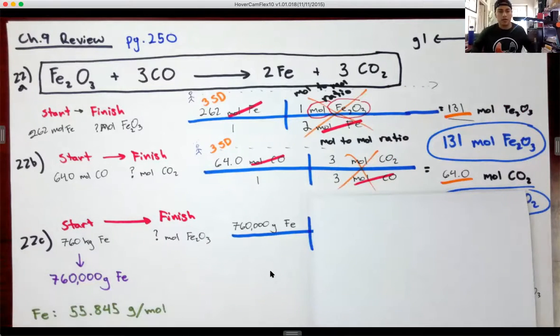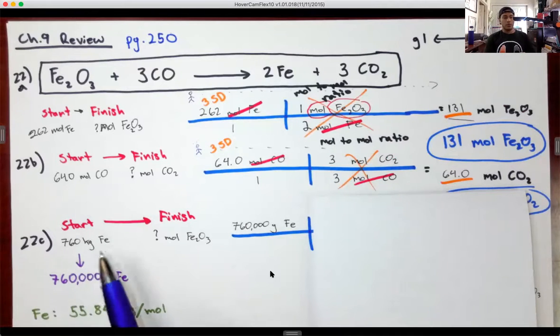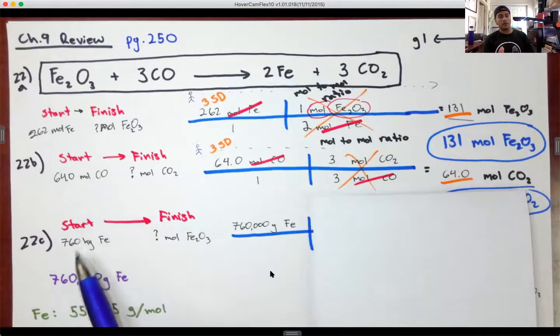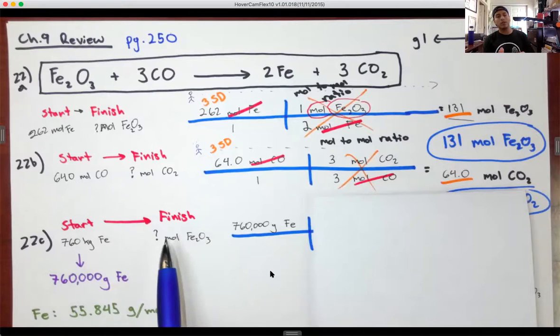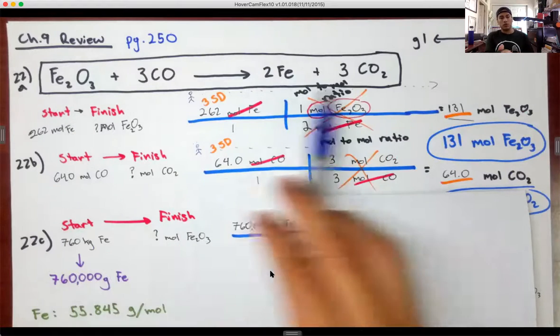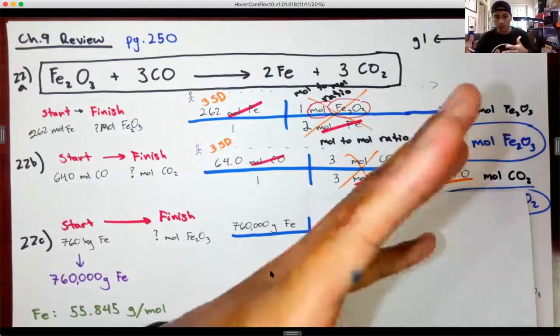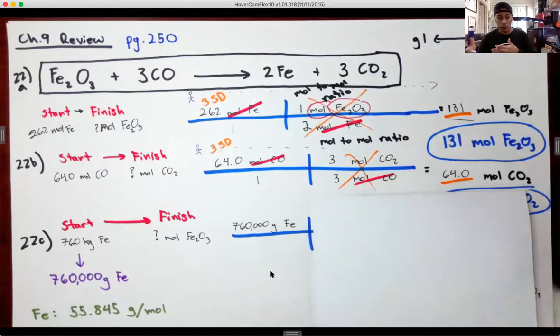I'm going to go ahead and cover a little bit of the work that I did so you guys can follow along. We said that we're starting with 760 kilograms of iron, and we're trying to figure out how many moles of Fe2O3 are needed to produce 760 kilograms of iron, right? Because that's the way the reaction runs. But since we're solving using stoichiometry, we set up start and finish based off of the problem, based off of the bridge that we're forming, okay?